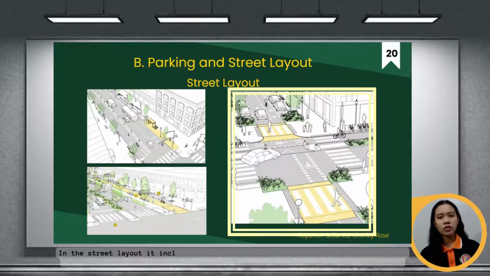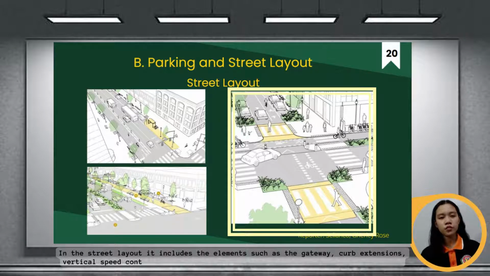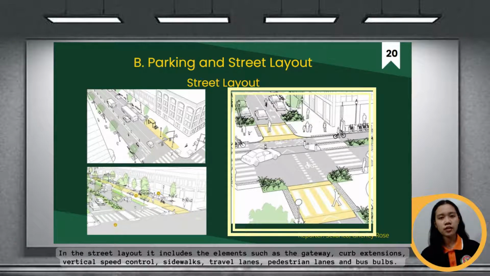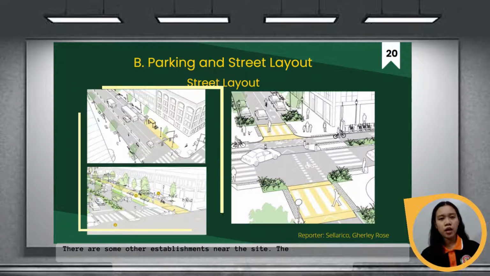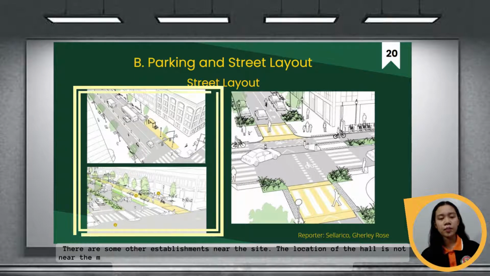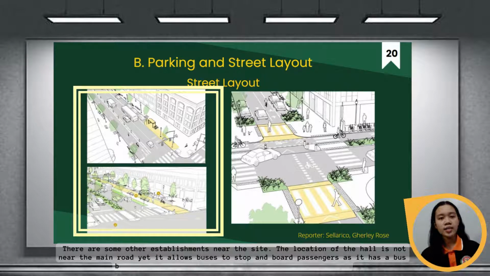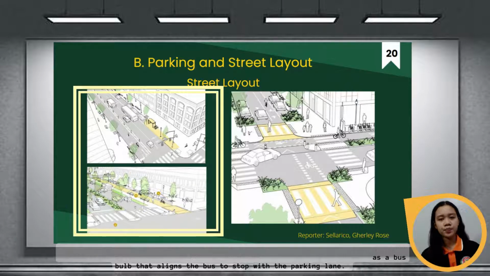The street layout includes elements such as the gateway, curb extensions, vertical speed control, sidewalks, travel lanes, pedestrian lanes, and bus bulbs. There are some other establishments near the site. The location of the hall is not near the main road, yet it allows buses to stop and board passengers as it has a bus bulb that aligns the bus to stop with the parking lane.